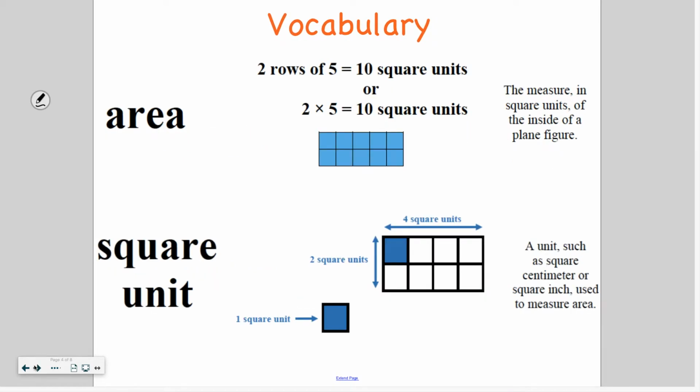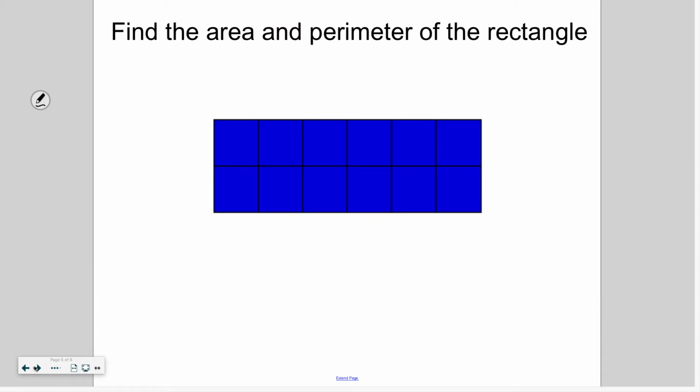The area is the measure in square units of the inside of a plane figure. And that's how we're going to measure this today. We're going to count the squares that we see inside of a rectangle. And a square unit is a unit such as square centimeter or square inch used to measure area. So squares inside of another shape. And all these add up to the area of the shape. So really area is just the space inside of something.